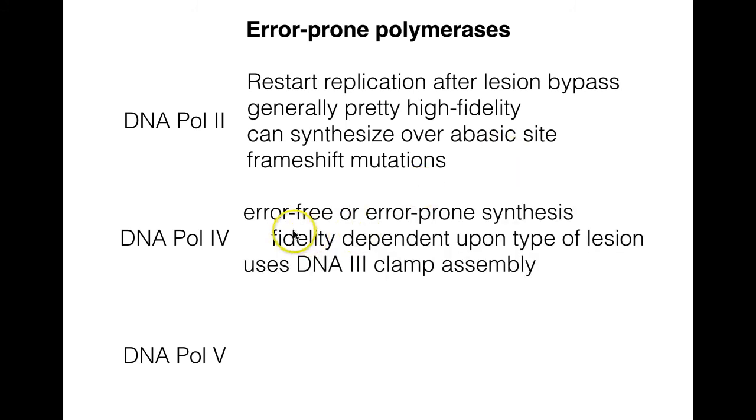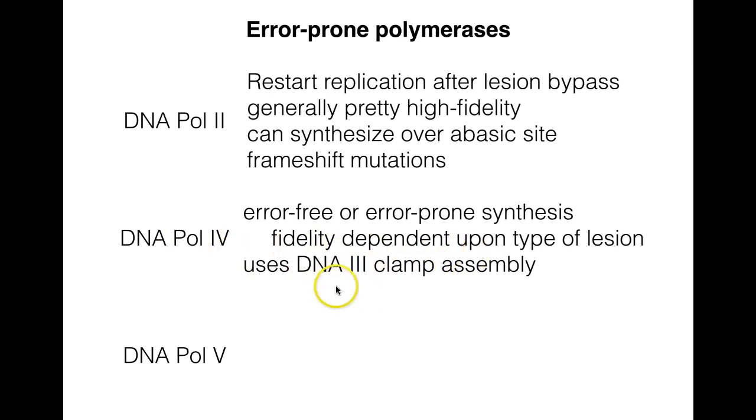Polymerase 4 is generally very error-free or very error-prone, and the fidelity of that synthesis is dependent upon the type of lesion. DNA polymerase 4 is interesting because it uses the same DNA polymerase 3 clamp assembly. So normally when we think about regular DNA synthesis, we think about DNA polymerase 3, the clamp assembly and the clamp loader to make the holoenzyme really high processivity, or to increase the processivity of DNA polymerase 3. DNA polymerase 4 can interact with the same clamp assembly.